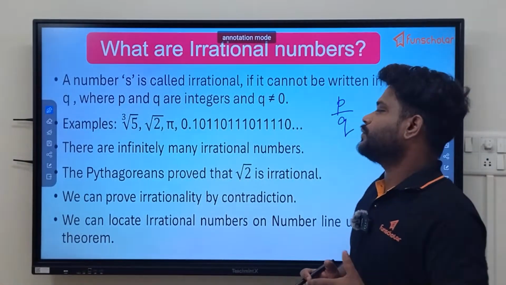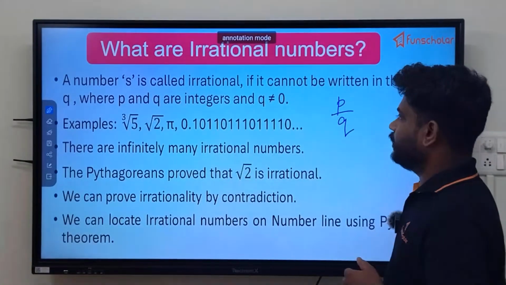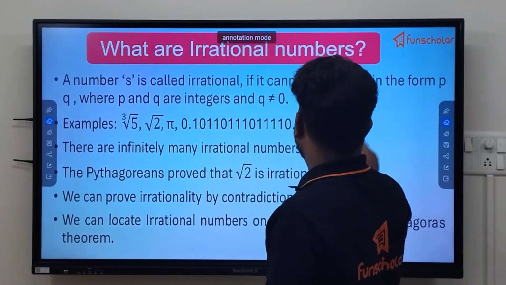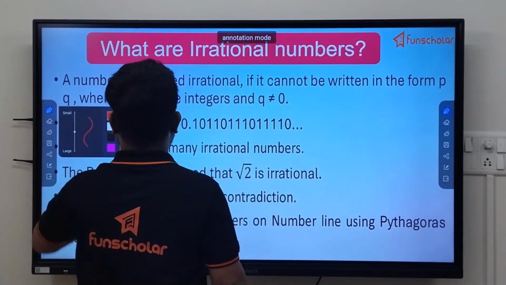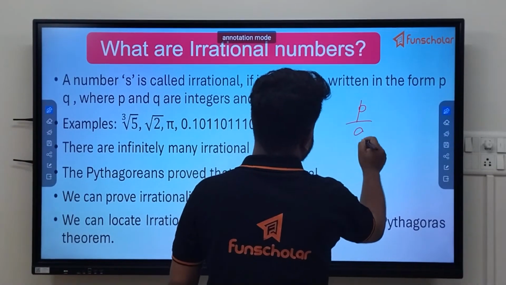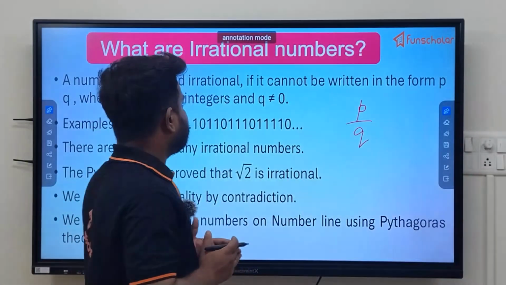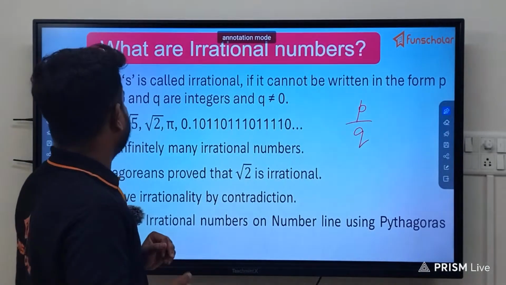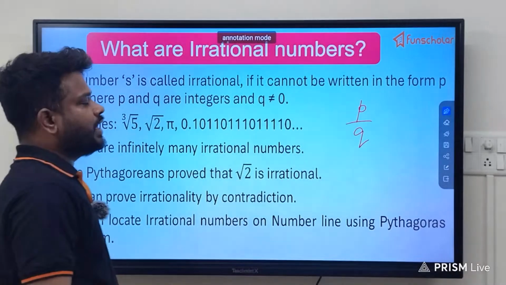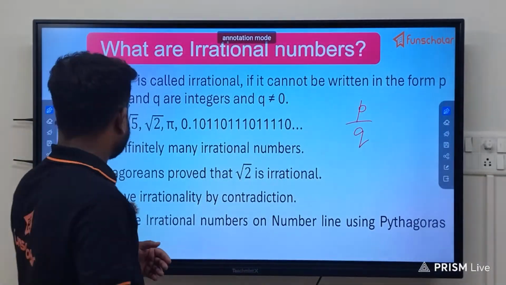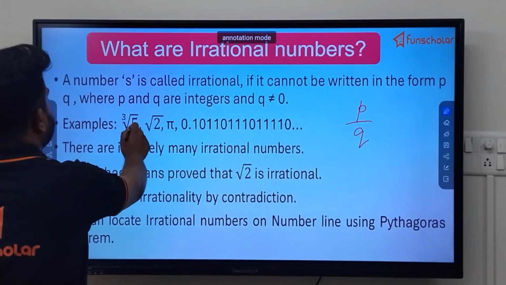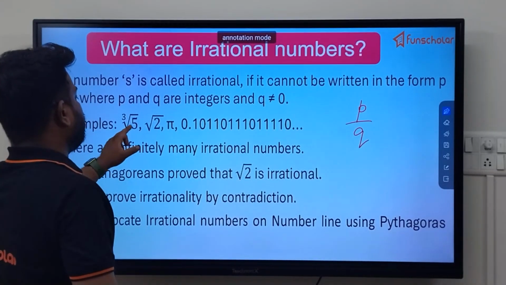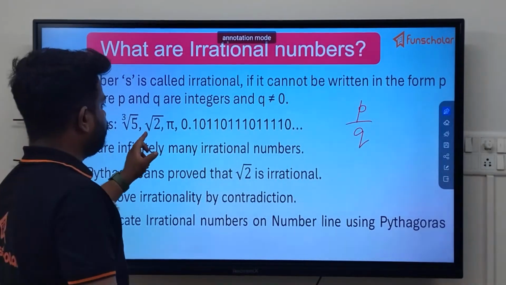So from this class we are going to discuss what irrational numbers are. Just like rational numbers, the numbers which we can't express in this p by q form will be called irrational numbers. A number s is called irrational if it cannot be written in the form p by q, where p and q are integers and q is not equal to 0. Examples: root 2, root 3, pi.